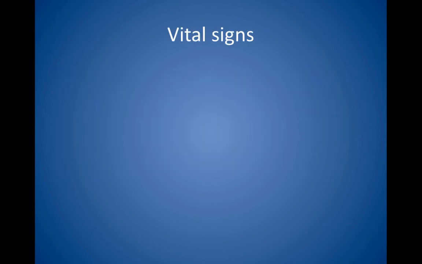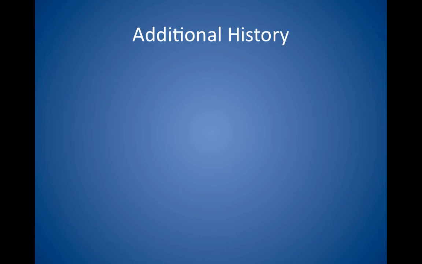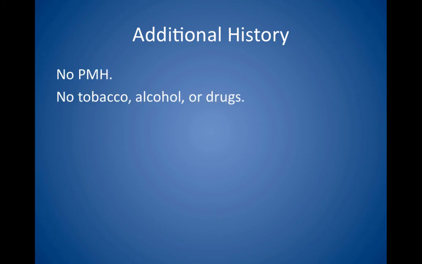Vital signs: temperature is 36.6 degrees Celsius, pulse 91, blood pressure 165 over 100, respiratory rate 19. Additional history: there's no past medical history and no tobacco, drug, or alcohol use.